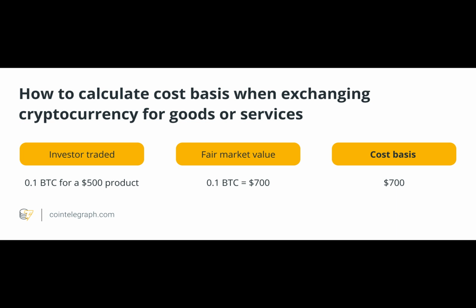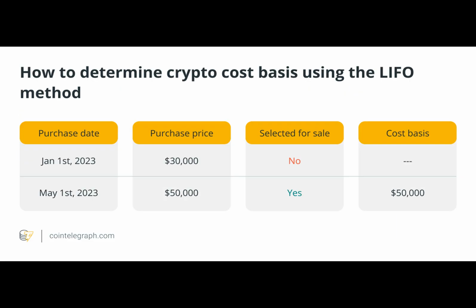The capital gains or losses on a cryptocurrency sale are calculated by deducting the cost basis from the selling price.